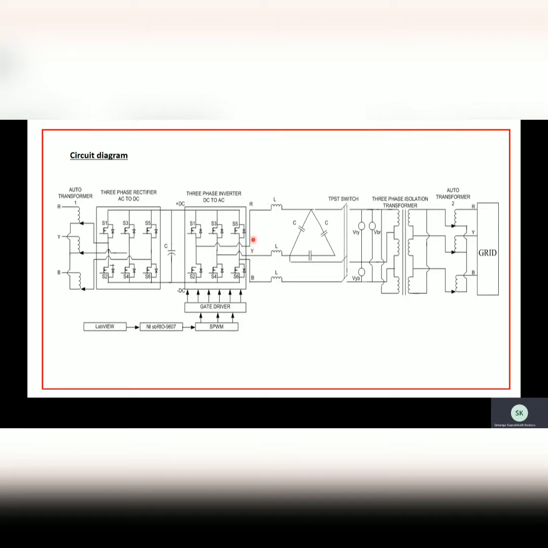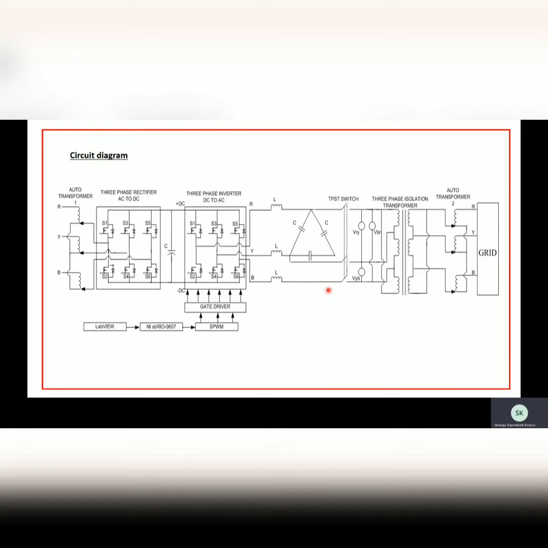The output of the inverter is a stepped waveform and contains some harmonics, and to remove those harmonics we are using the LC filter. The capacitors are delta connected, and the inductors are connected for the individual switches. The output of the LC filter is given to the TPST switch. Before closing the TPST switch, we should ensure three necessary conditions. One is that the magnitude of the voltage of the inverter output and the isolation transformer output should be the same. The frequency of the inverter output and isolation transformer output should be the same, and the phase sequence should be matched. If these three conditions are matched, then we close the switch and the interconnection takes place.